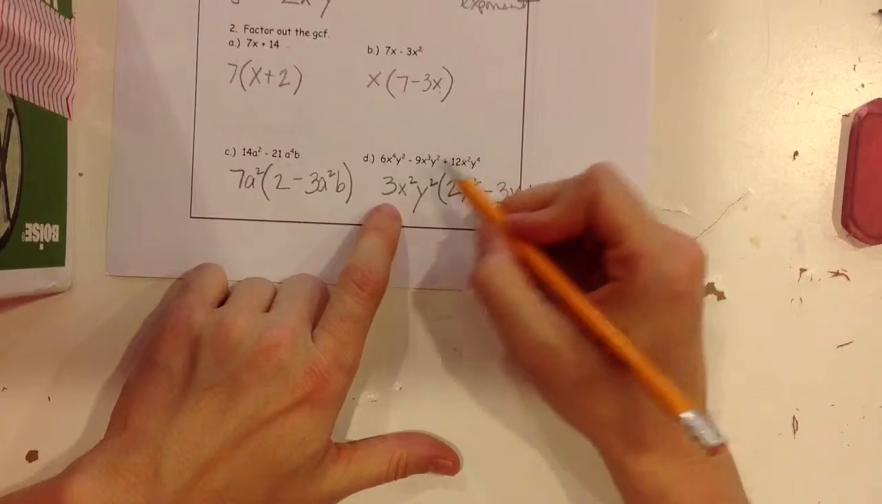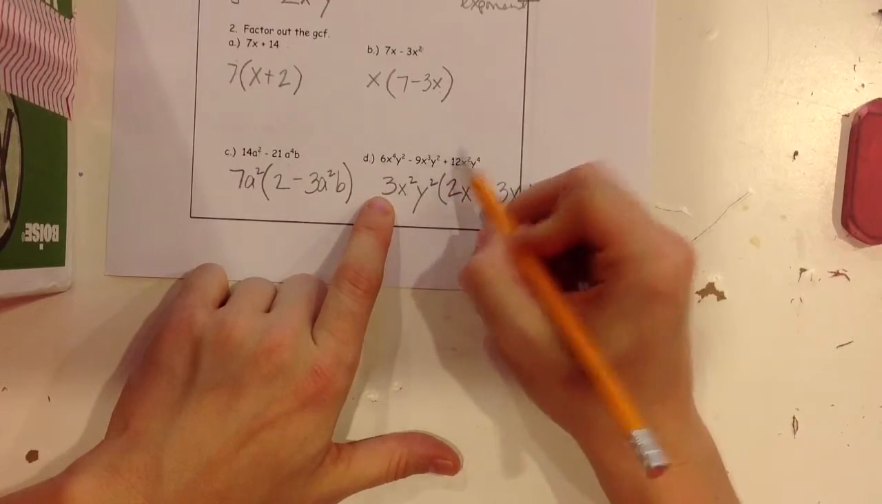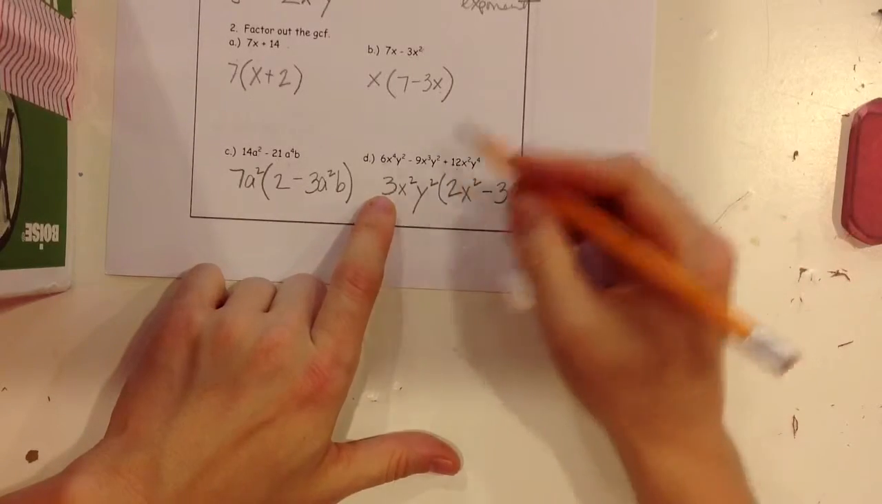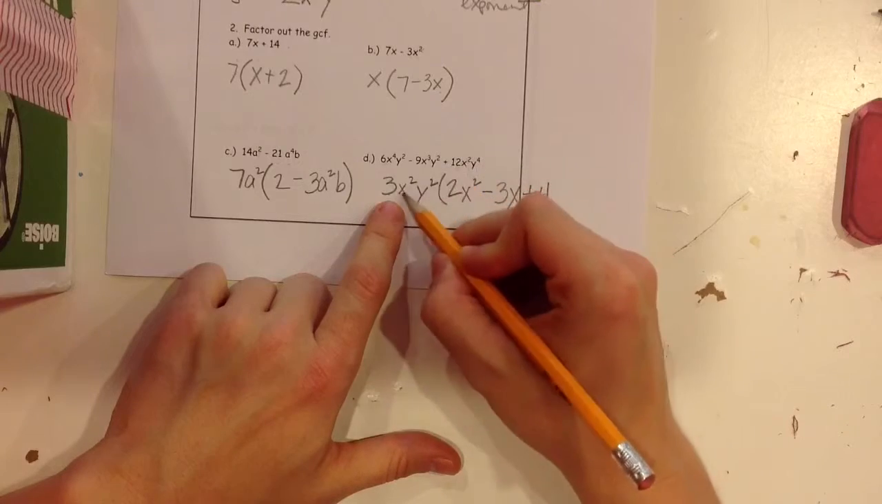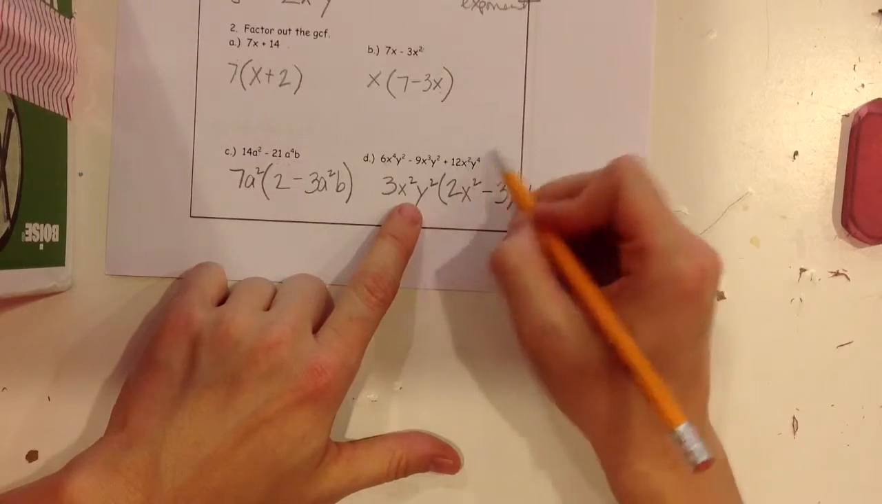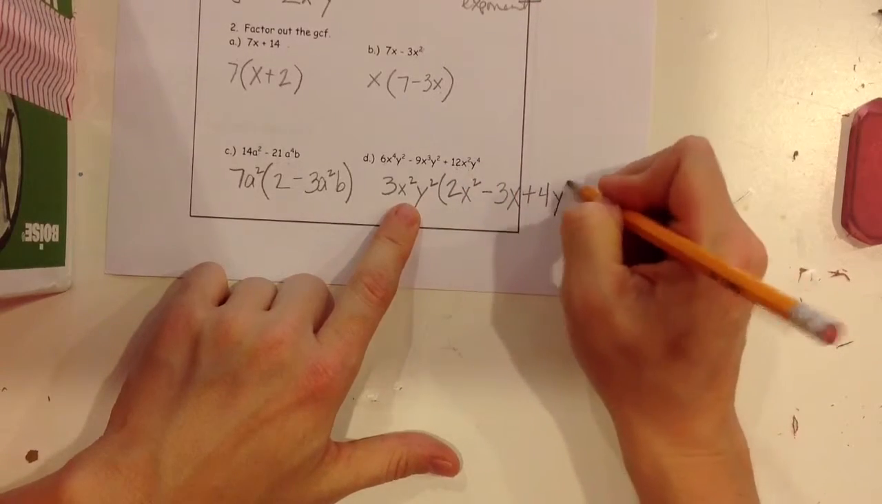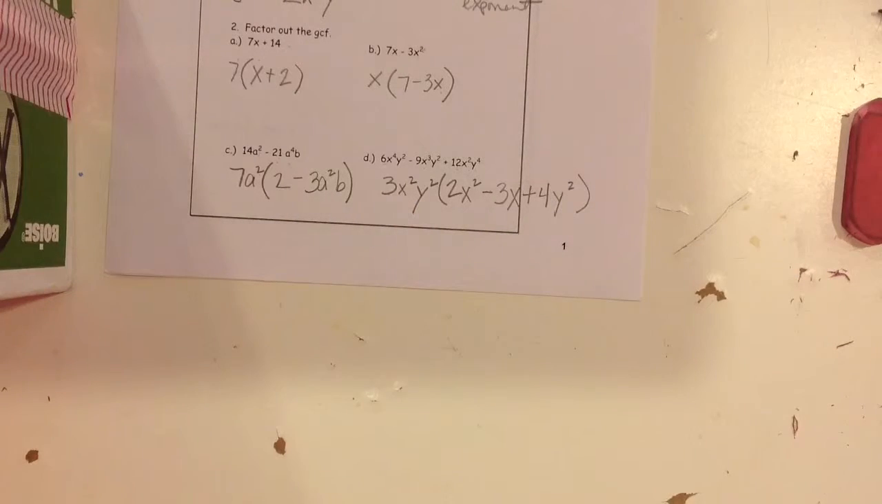Bring down my plus sign. 3 will go into 12 4 times. For my variables, the x squares are going to cancel out. For the y's, I had 4, I took away 2, so I'm just left with y squared. So that's your remaining polynomial. And we'll pick up on the next page with the next video.